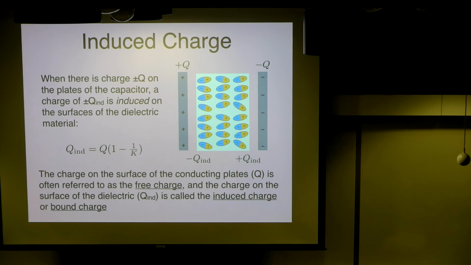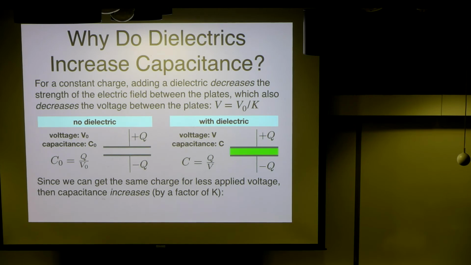All right, so I think what we'll do next is this. I already went over this a little bit, but I'm going to go over it again. What we eventually wanted to get to is why it is that when we place dielectric materials in a capacitor, it increases the capacitance. You can look at this from a number of different perspectives, but let's look at it from the perspective of keeping the charge constant, and asking what happens when we introduce a dielectric.